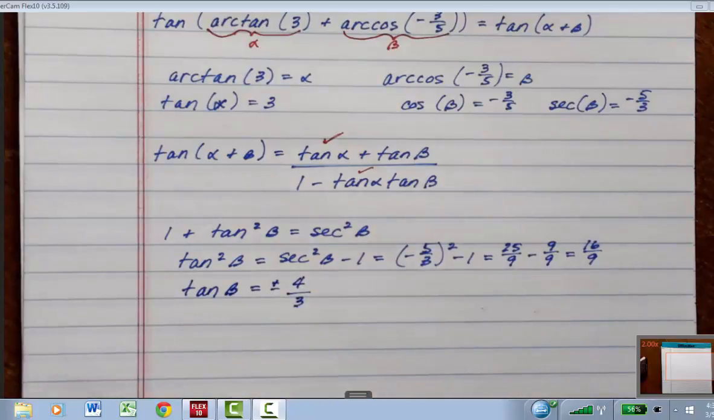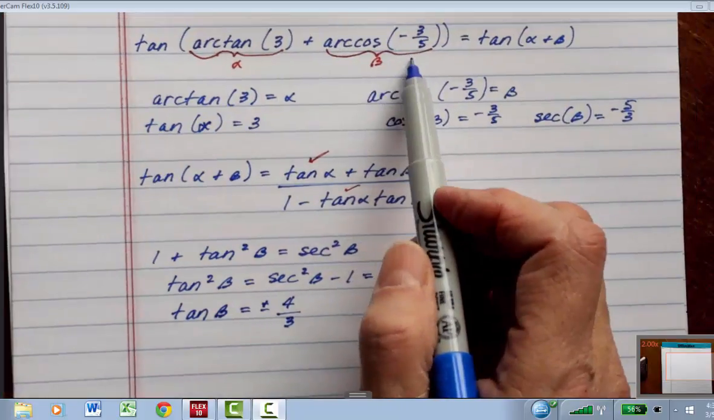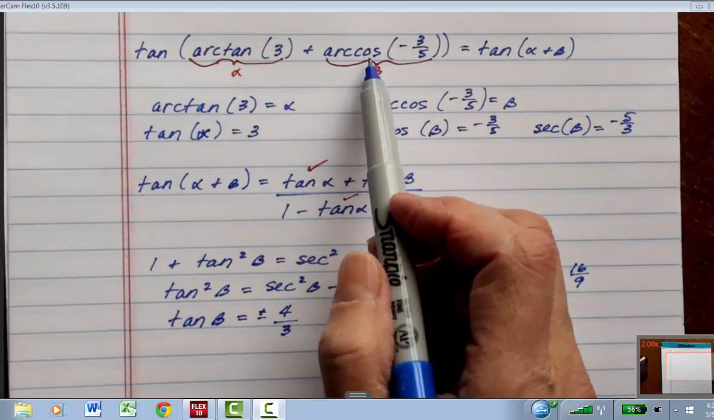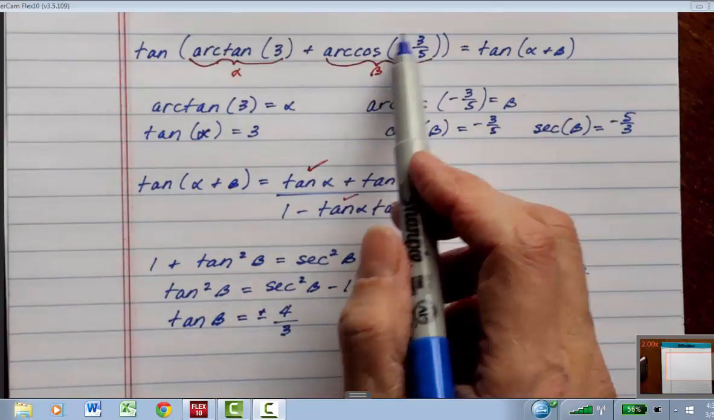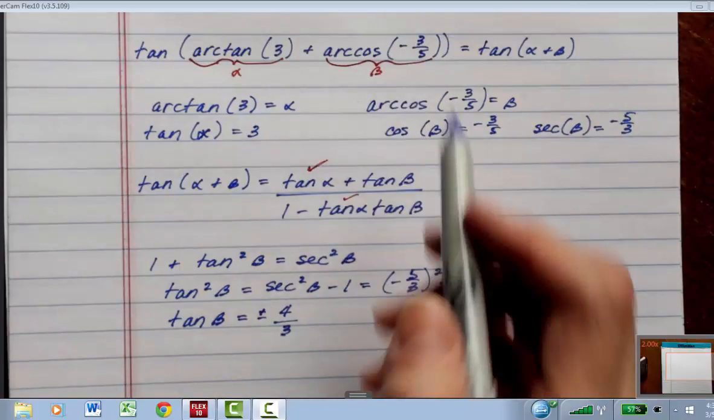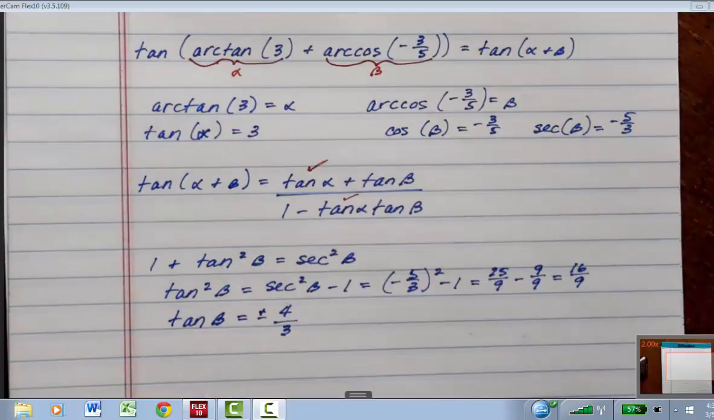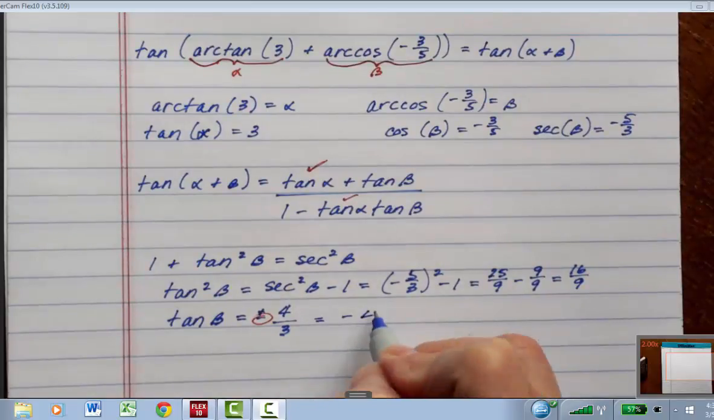The next thing I need to realize is that we are doing the arccosine of negative 3/5. When we're talking about the arccosine, the range is from 0 to pi. So the arccosine of negative 3/5 means that I'm going to be in the second quadrant. In the second quadrant for beta, tangent is going to have to be negative. Tangent is negative in the second quadrant, so we're going to be looking at negative 4/3. So now I know what tangent beta is.